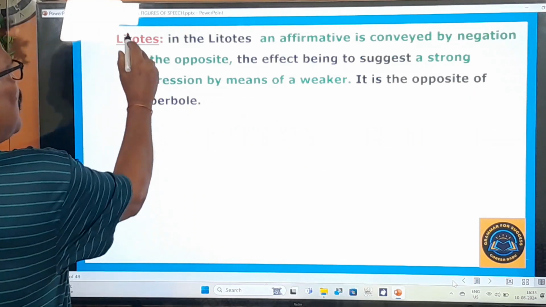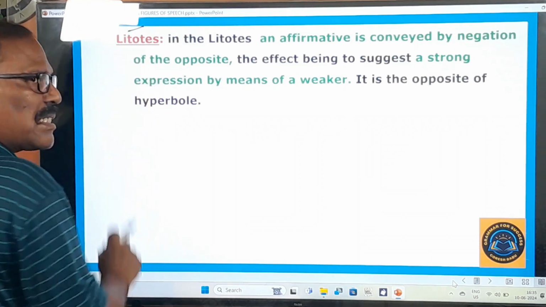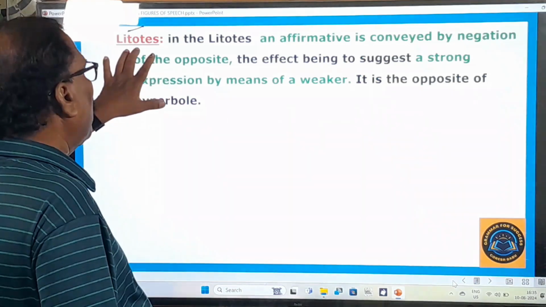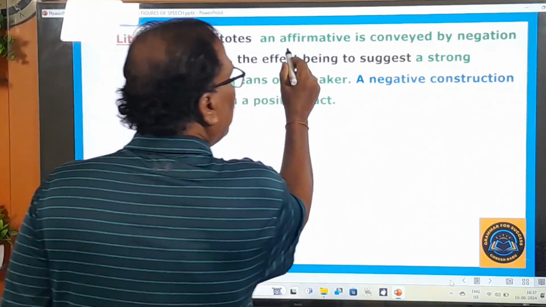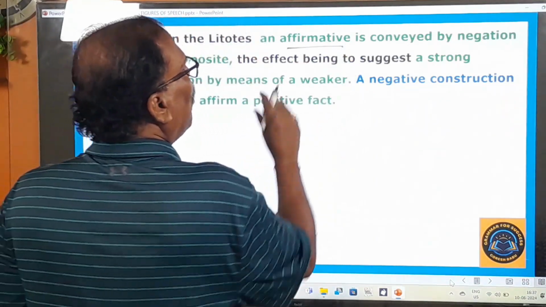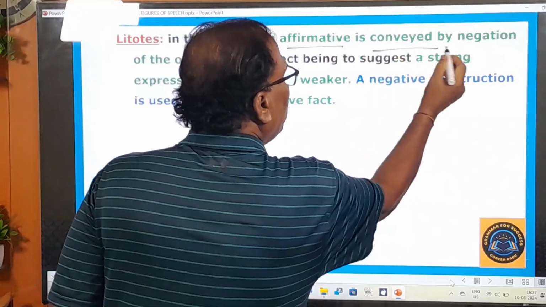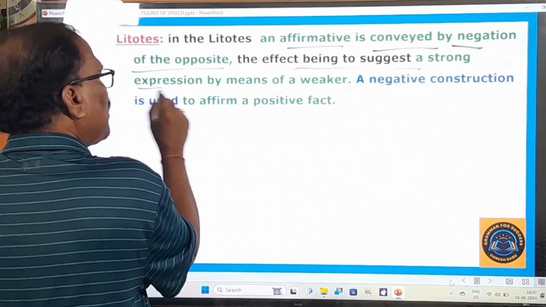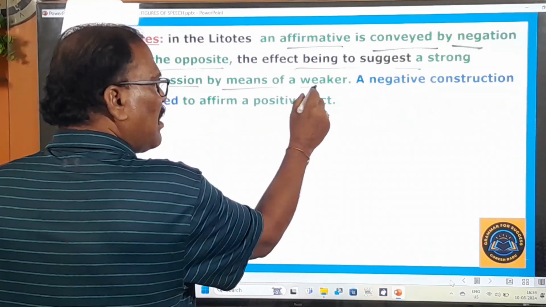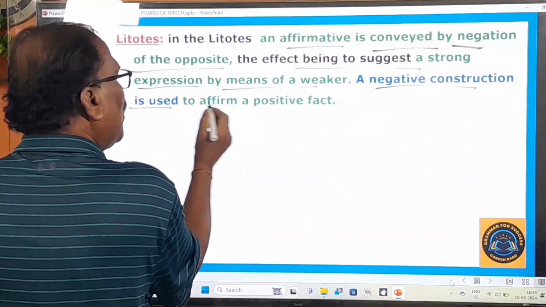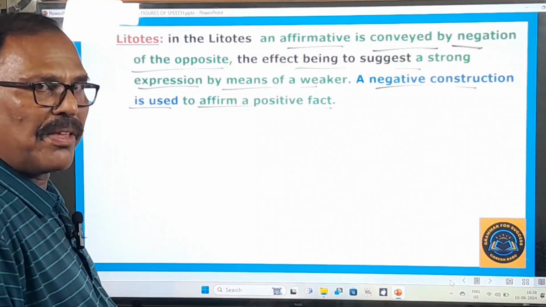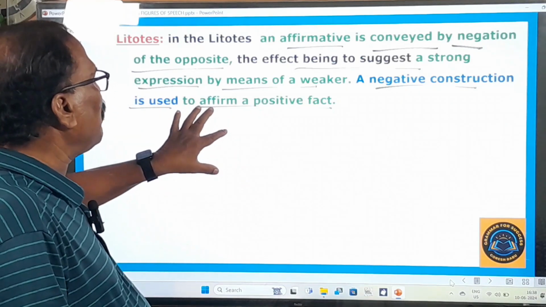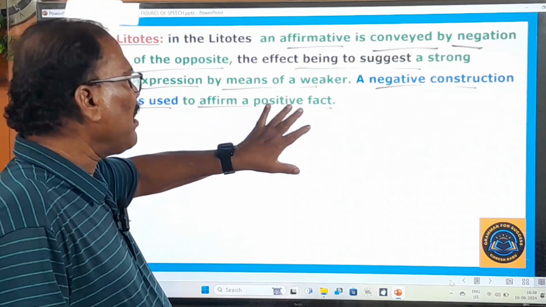Litotes. How do you pronounce this one? Litotes. You have to say Litotes. What is this litotes? What does this figure of speech mean? In litotes, an affirmative word is conveyed by negation of the opposite. The effect being to suggest a strong expression by means of a weaker. That means a negative construction is used to affirm a positive fact.